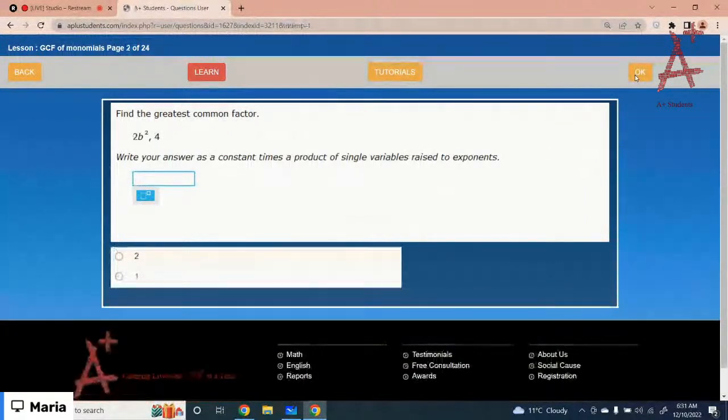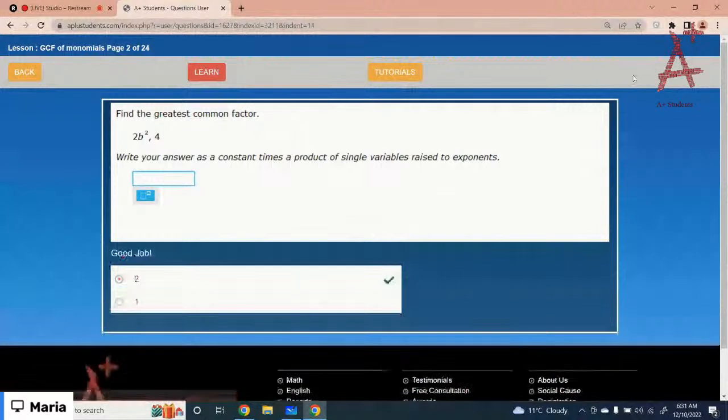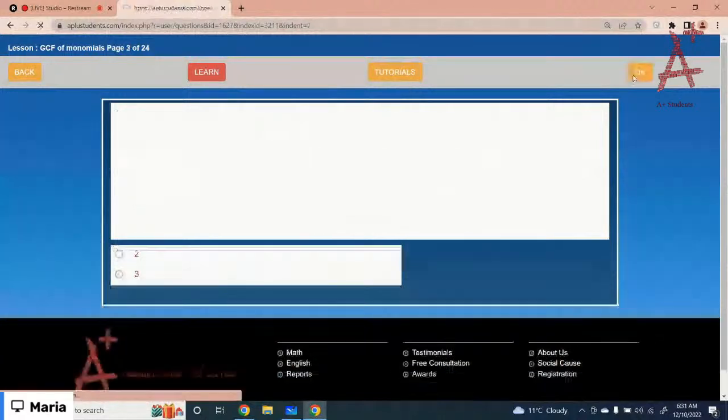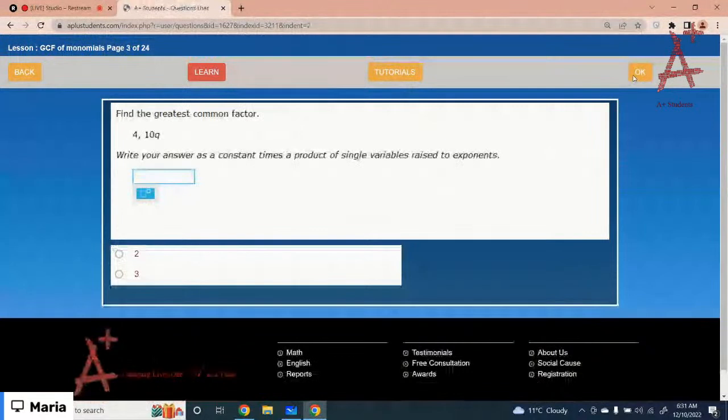Okay, the next one is 2b square and 4. That's the one we just did in the tutorial. So the answer for this one is 2. Got it? Because 2 is the only common number between both the numbers. Just select the correct option and click on the OK button.